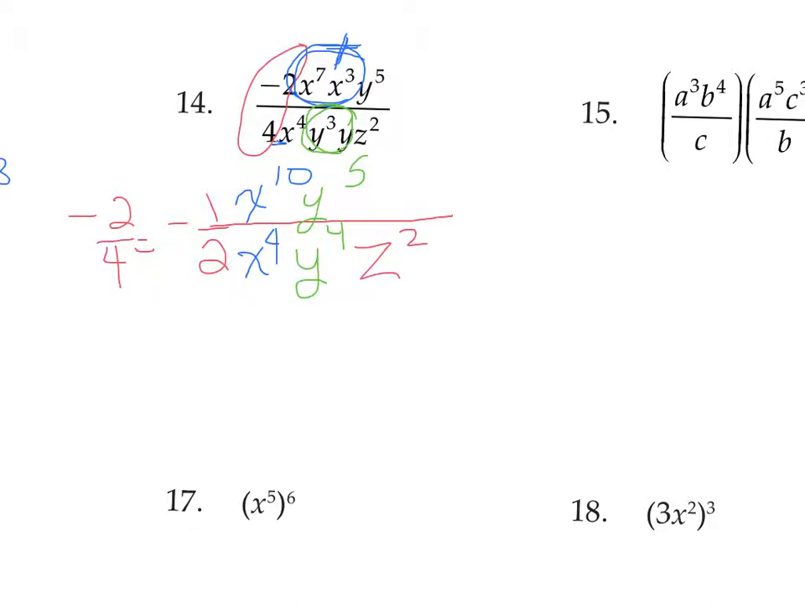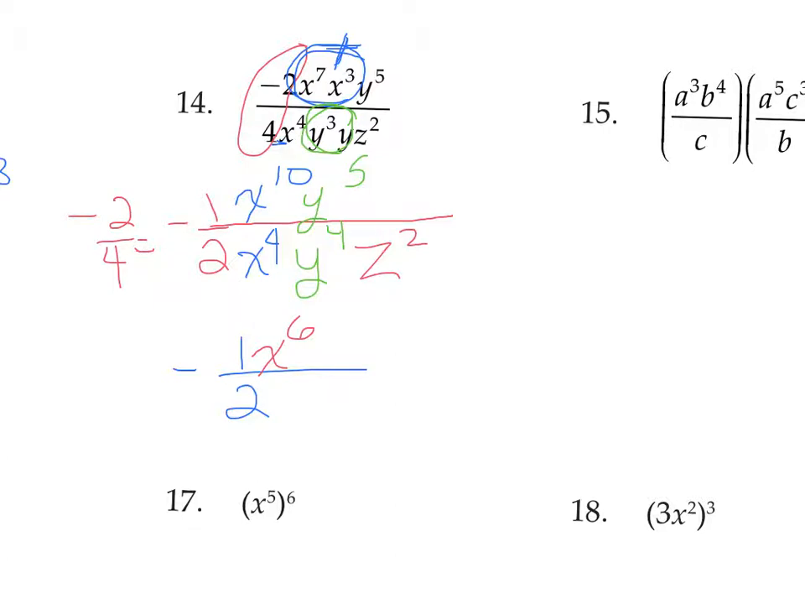Okay, we're not done yet because we still have x's and y's that need to be reduced here. And this is the subtraction rule. So we're going to go ahead and do that. We're going to keep our coefficient. So we have a negative 1/2. All right, x to the 10 over x to the 4. 10 minus 4 gives us 6. So that would be an x to the 6 on the top here.